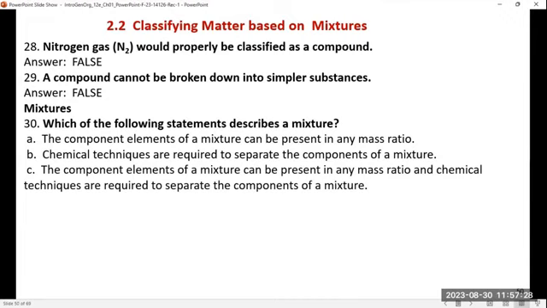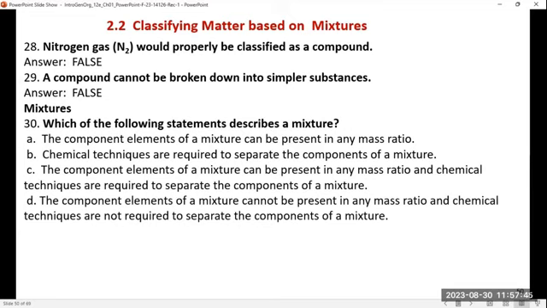Chemical techniques are required to separate the components of a mixture. Normally, mixtures are separated by physical techniques, like distillation and filtration. So this is a false statement. Mixtures are not separated by chemical techniques. Chemical techniques are required to break down a compound into elements. That's a compound, it's not a mixture. Therefore, a mixture does not require chemical techniques.